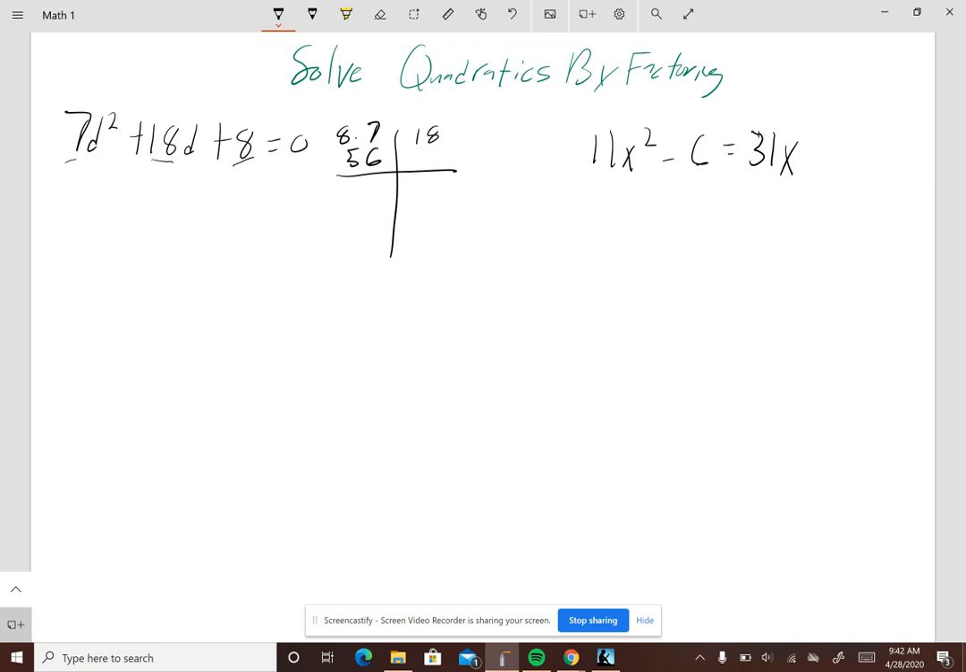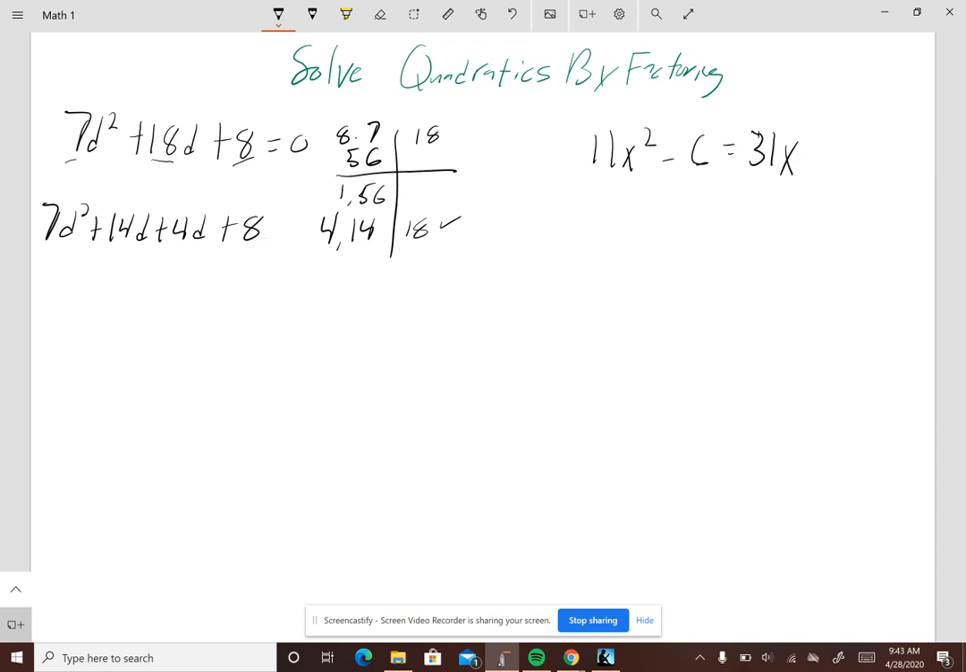And so you might have to guess a couple numbers here. Obviously, 1 and 56 would not work, but I think I already solved this. So 4 and 14 end up being the numbers that work. So 4 times 14 is 56. 4 plus 14 is 18. So that's good. Then we come back over here, and we separate: plus 14d plus 4d plus 8.